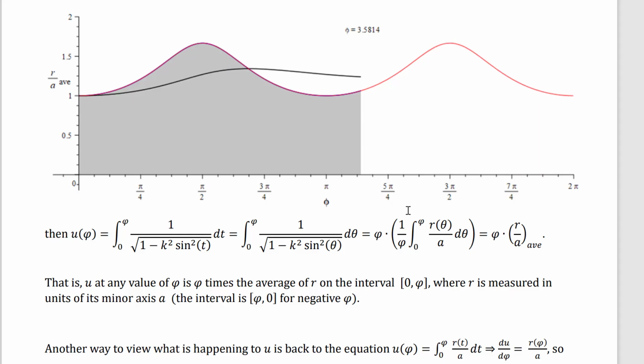Maybe to look at it more clearly, here there's a graph of r over a for when k is 0.8. There's the integrand, r over a. Or in other words, this is kind of r in units of the minor axis a. And then the running average as phi increases is given by this curve right here.